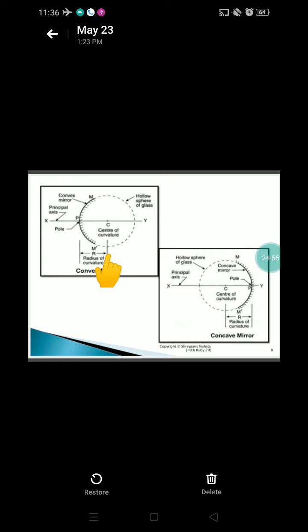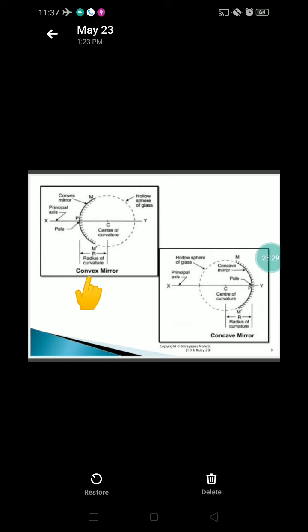Next term, pole. This is your pole. Pole of a spherical mirror is the center of the mirror. It is usually represented by the letter P. Write the definition. The pole of a spherical mirror is the center of the mirror. Next one, radius of curvature. In this figure, this PC represents the radius of curvature.